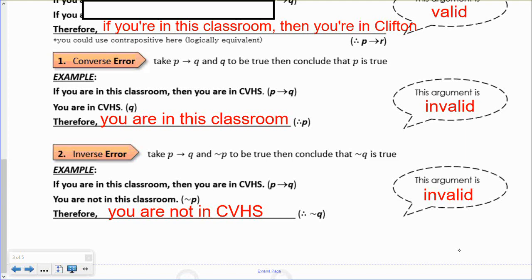Yes? How are we going to know what's P and what's Q? You always start, like I've been saying, the first statement is always P to Q. The first statement they give you is always P to Q. And then you build the rest of it from there. Okay? So let's turn the page and see what I'm talking about.